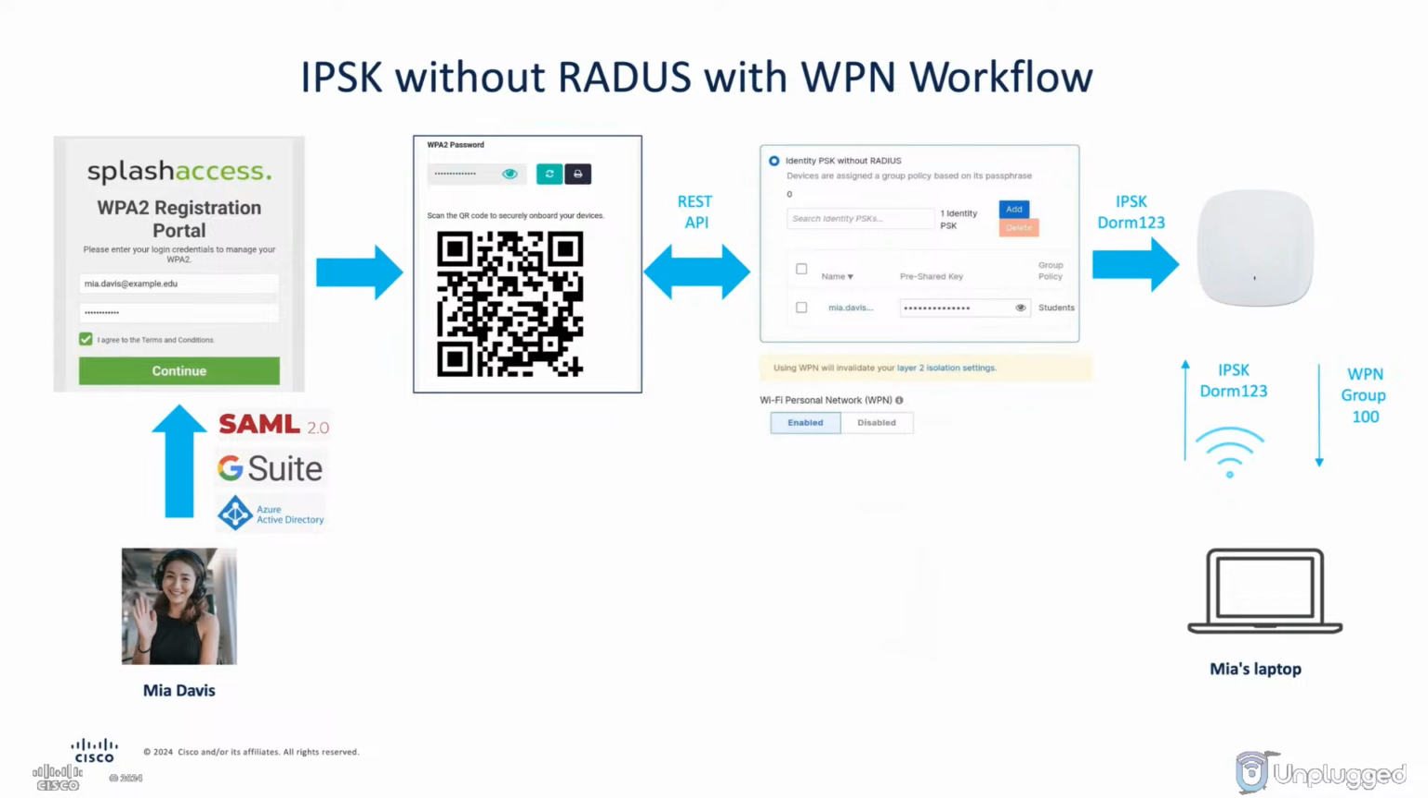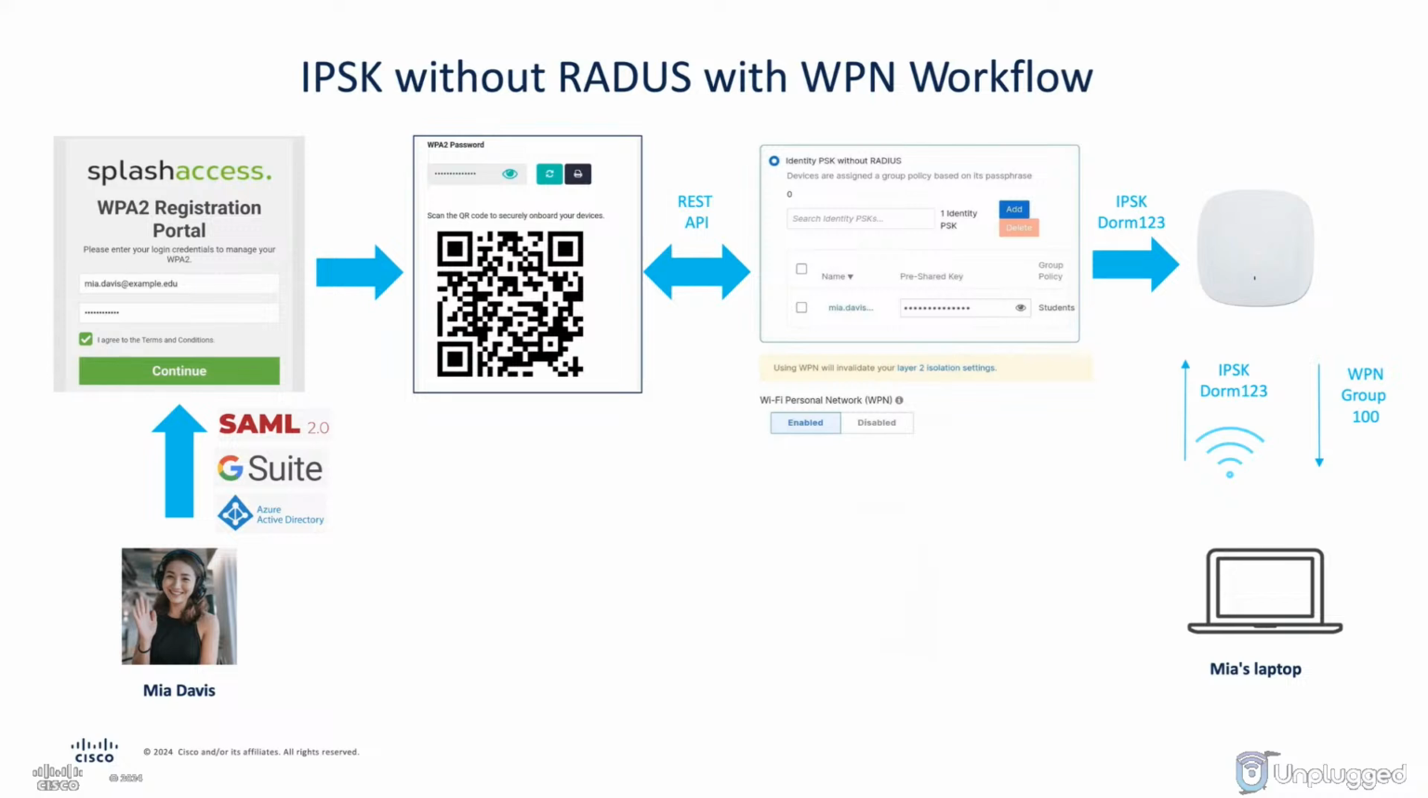What ends up happening then, this is where the magic sort of comes into play, is that the Splash Access portal is going to write via API to the Meraki dashboard and tell Meraki dashboard, here is Mia Davis's device, here's the pre-shared key that she's going to use, and then we're going to pin that WPN ID for that. So effectively, here is her unique authentication mechanism. Any device that connects to that network, we're going to give it that WPN group ID.